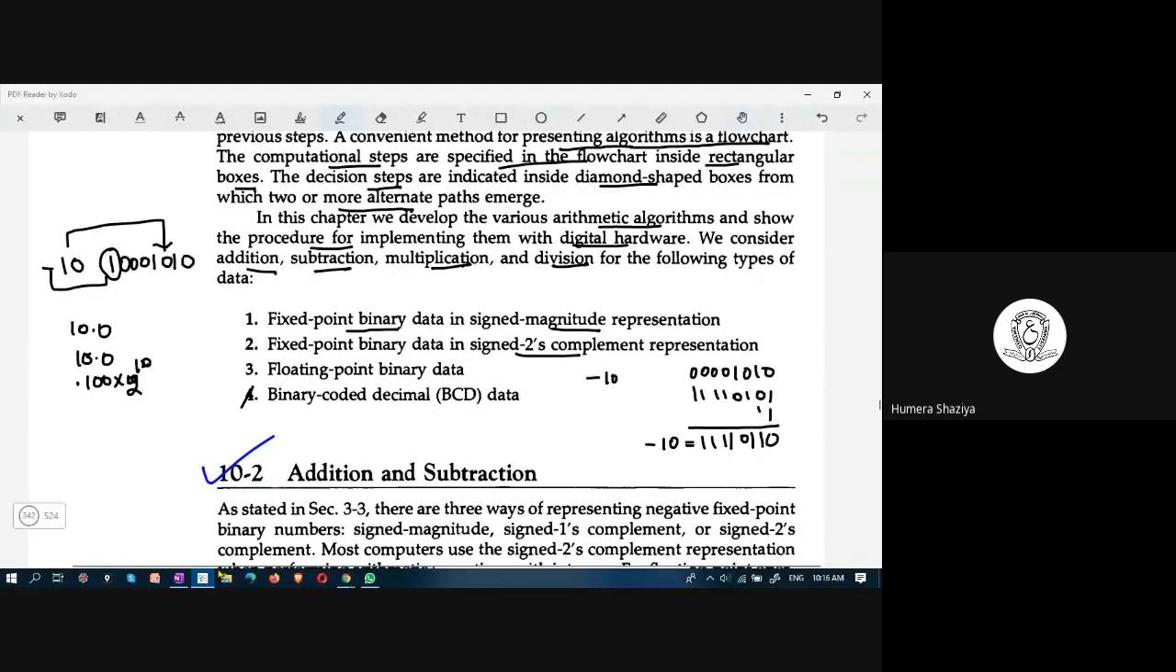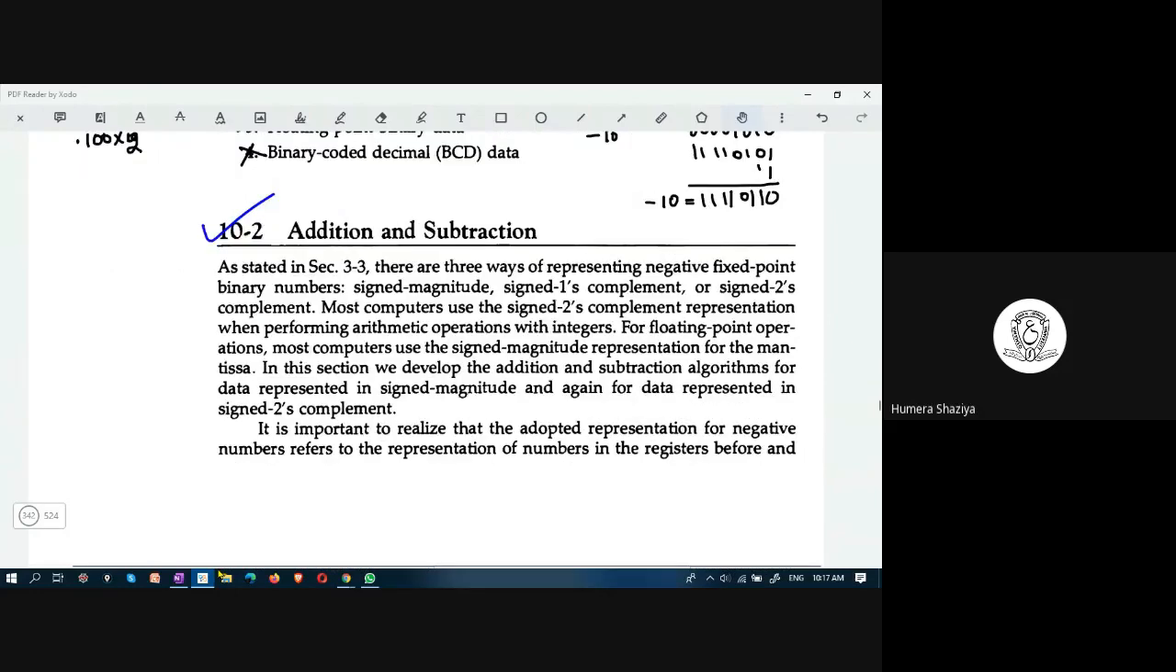This BCD is not included in your syllabus. You have this fixed point binary data in signed magnitude representation, fixed point binary data in signed 2's complement representation, floating point binary data. Students, is this clear? Is the introduction clear to you? Very good. Moving ahead to the topic of addition and subtraction.